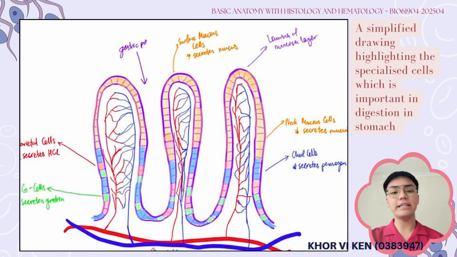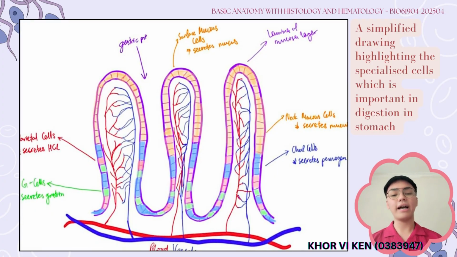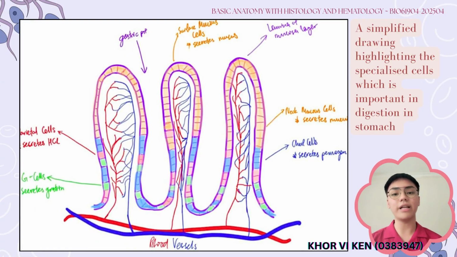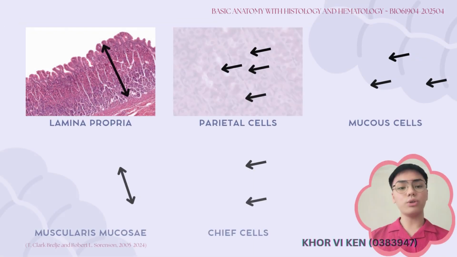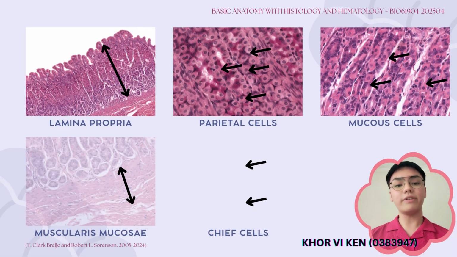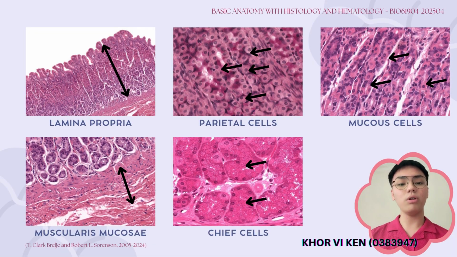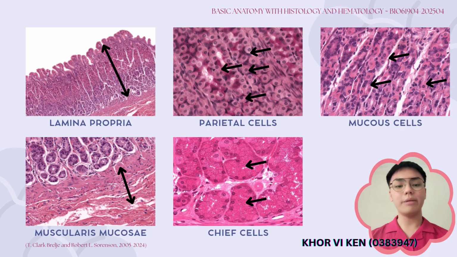The picture shown in this slide is a simplified drawing highlighting the specialized cells found in the stomach wall that are important for digestion in the stomach. In this slide also, you can see the histological slide of the parts of the stomach wall, which is the lamina propria, the muscularis mucosa, the parietal cell, the mucous cell, and also the chief cells.